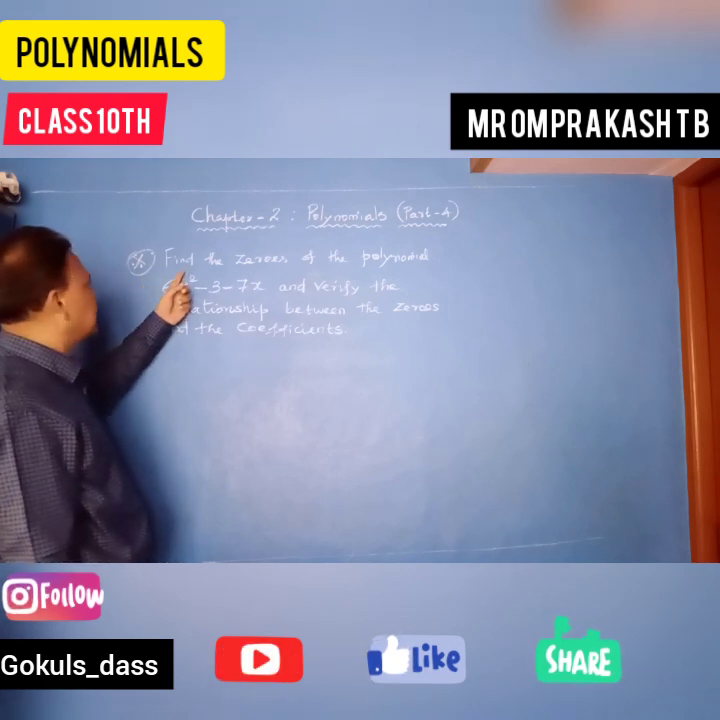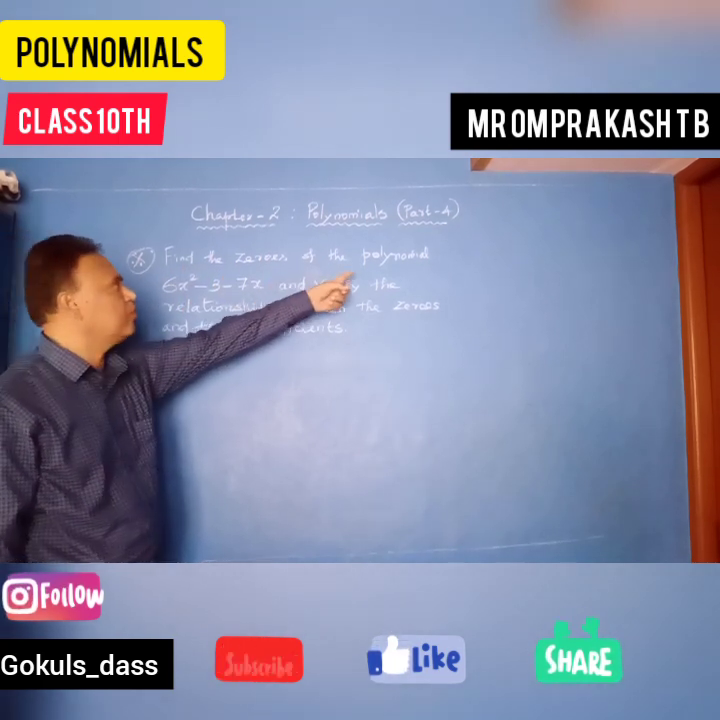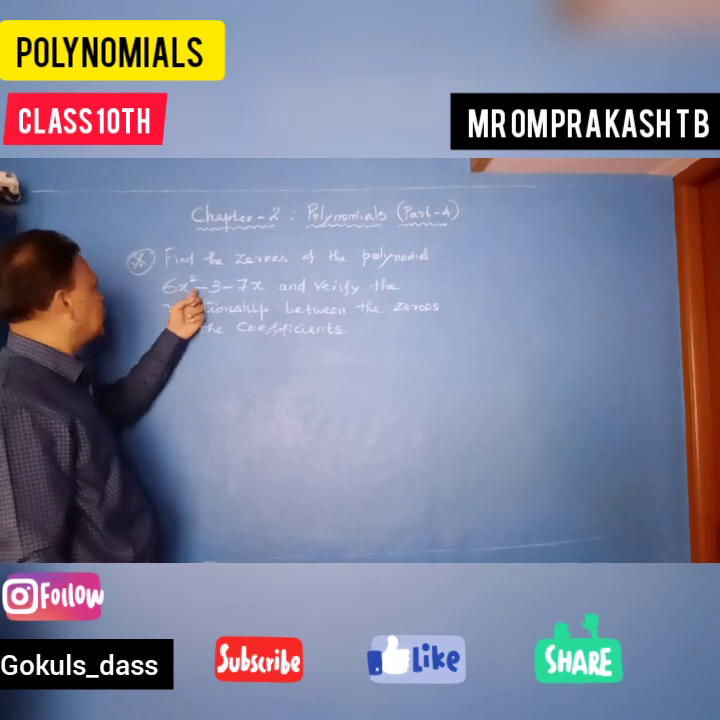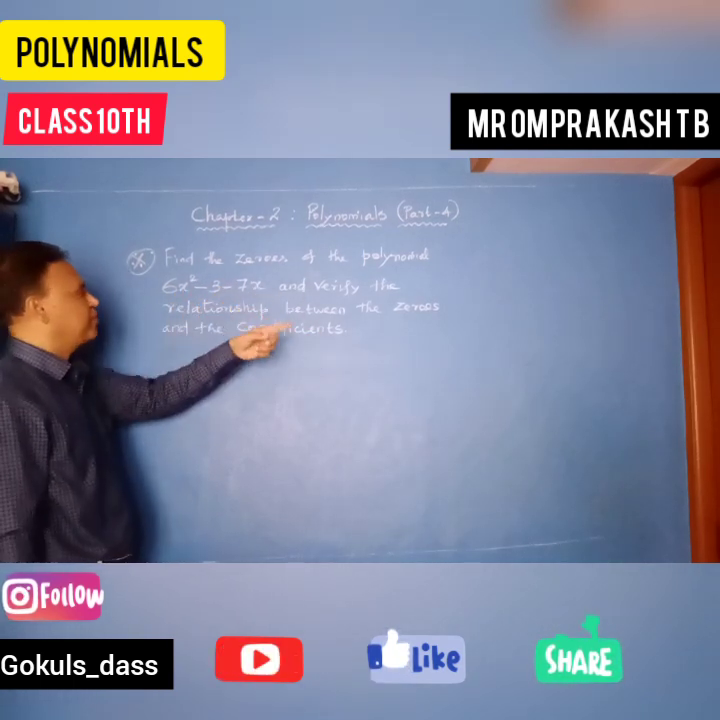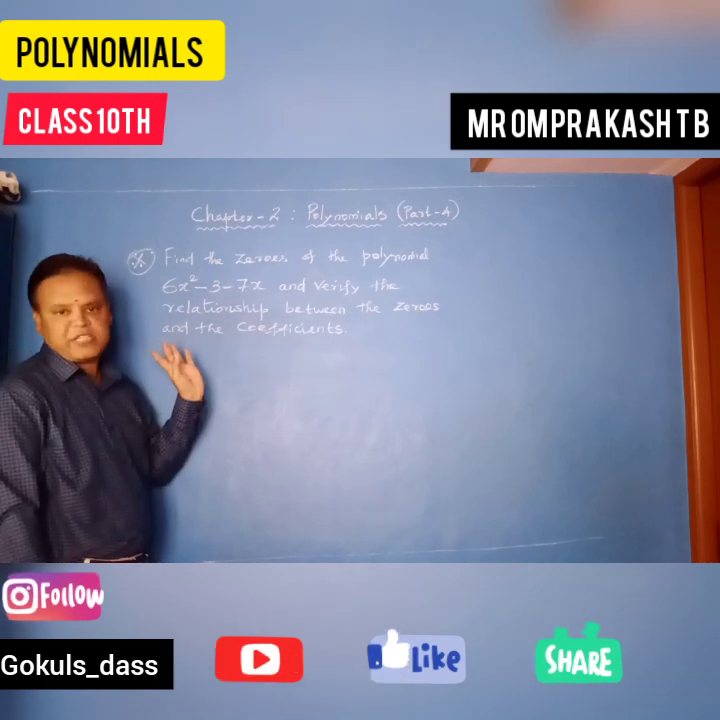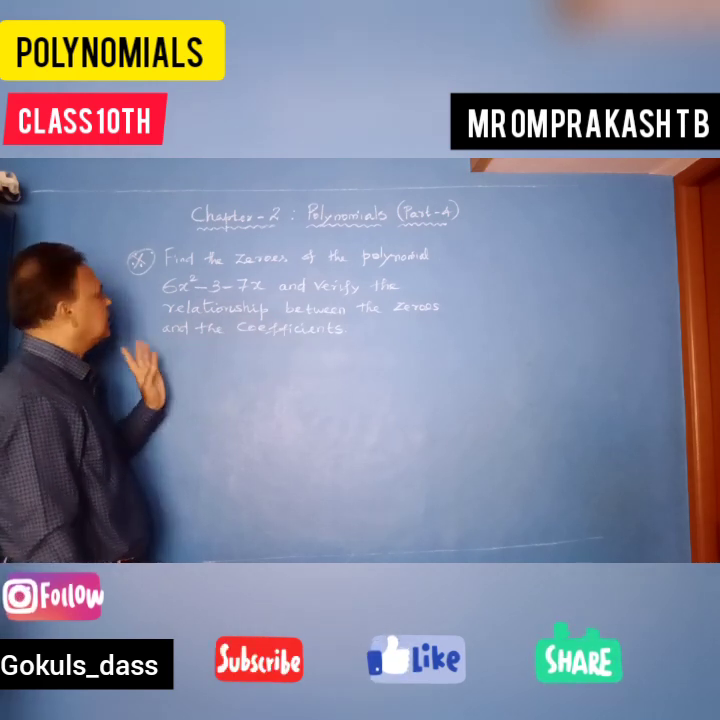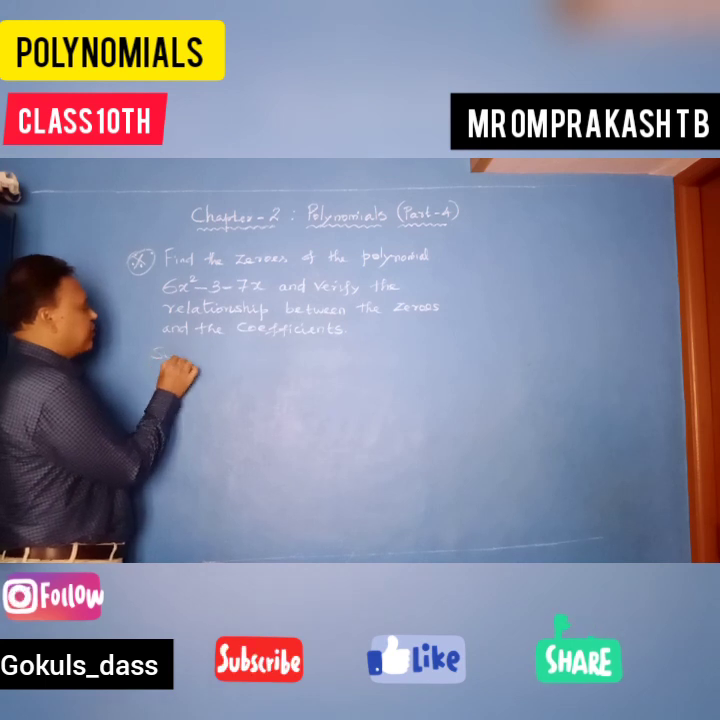This problem says: find the zeros of the polynomial 6x squared minus 3 minus 7x and verify the relationship between the zeros and the coefficients. Clear? Solution, you see.